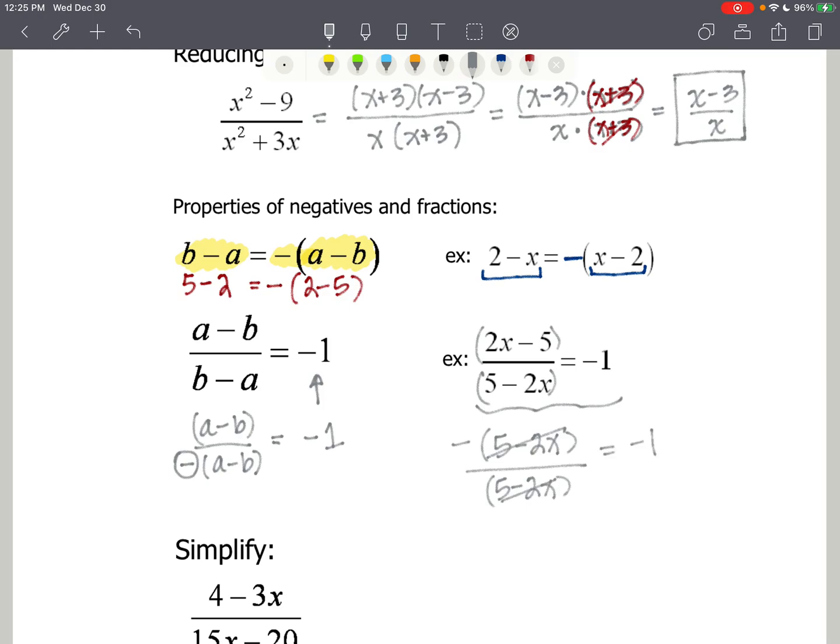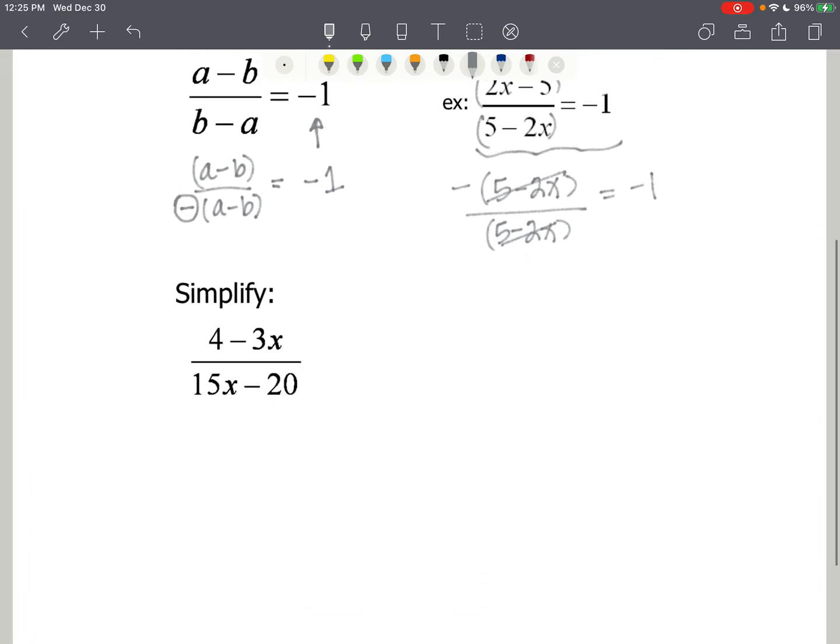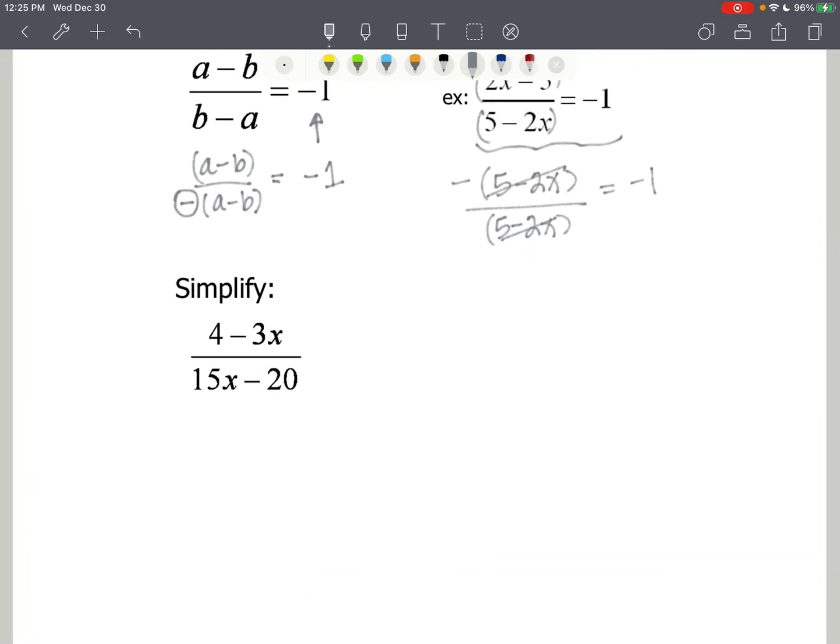Okay, so let's put all of these ideas together and work on our first problem. We want to simplify 4 minus 3x over 15x minus 20. Our first step is to factor both the numerator and the denominator.